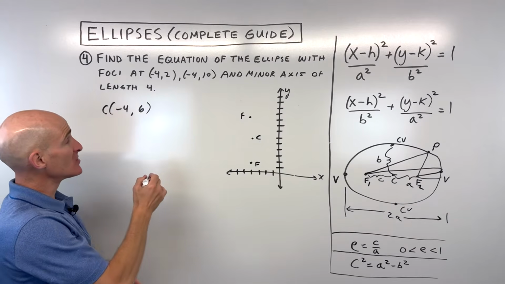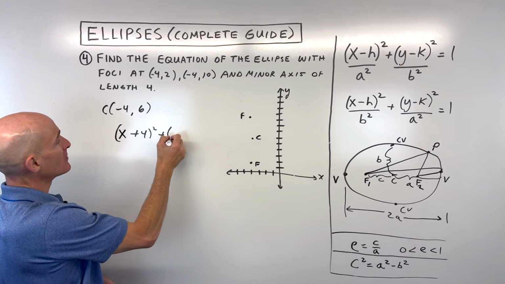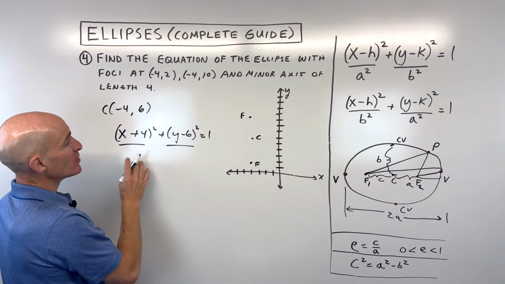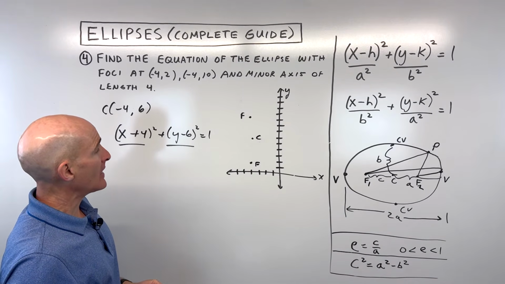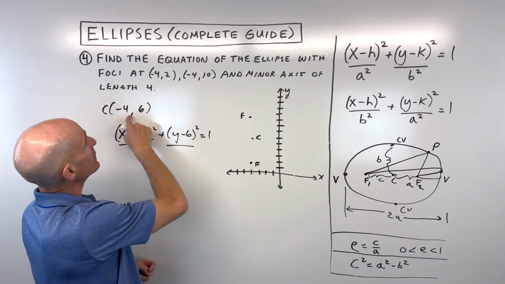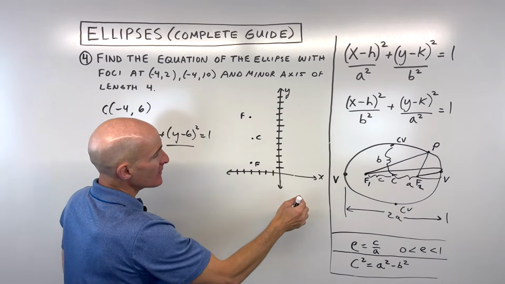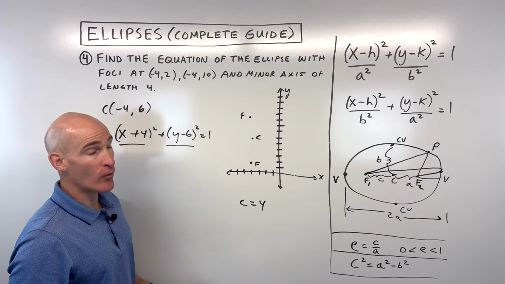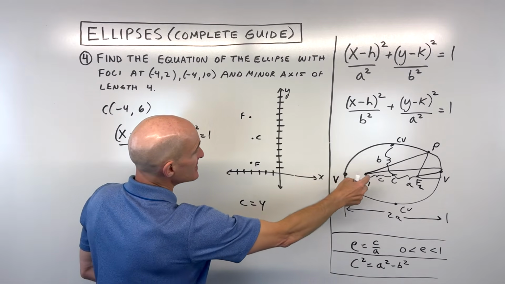So what I might start to do is start writing the equation: (x + 4) squared plus (y - 6) squared equals 1. We just have to figure out what the denominators are, the a squared and b squared, right? And look at what we're given. We're given the distance from the center to the foci. So from (-4, 6) to (-4, 2), that's a distance of 4 units. The distance from the center to the focus is our c value, which is 4.